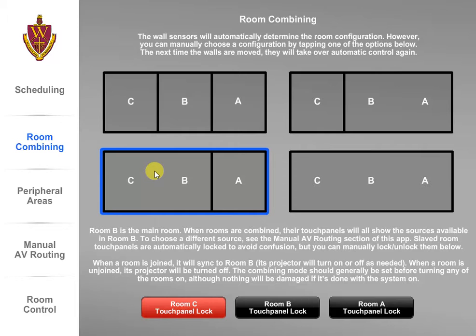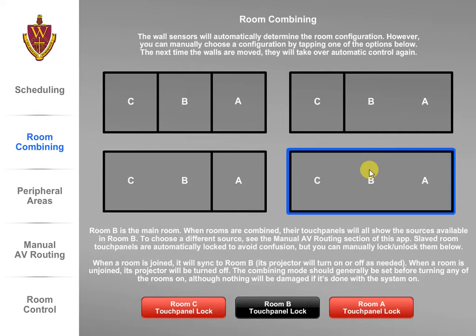So regardless of whether we're in this with B and C combined or we do all three of them, the center room, room B, is going to be the main room. That's where it's assumed that you're connecting your laptop or using the Blu-ray player or the credenza PC. There's a way around that, but that's just sort of the default setting.